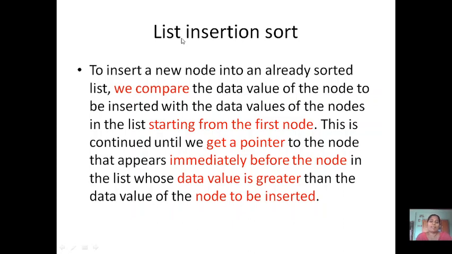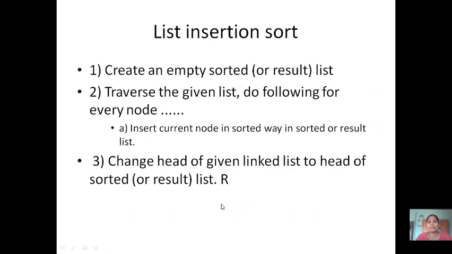So there are variations in insertion sort. The first one is list insertion sort. To insert a new node into an already sorted list, we compare the data values of the node to be inserted with the data value of the node in the list starting from the first node. So this is continued until we get a pointer to the node that appears immediately before the node in the list whose data value is greater than the data value of the node to be inserted.